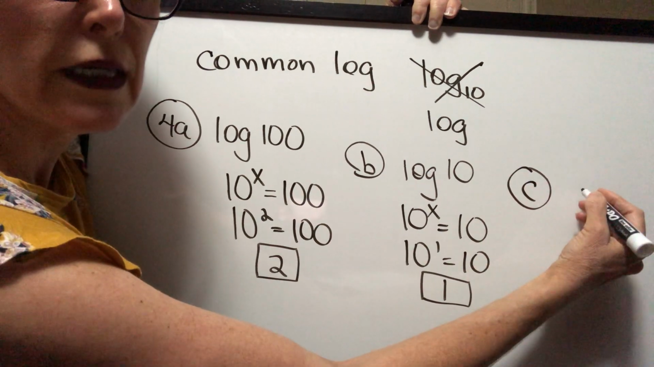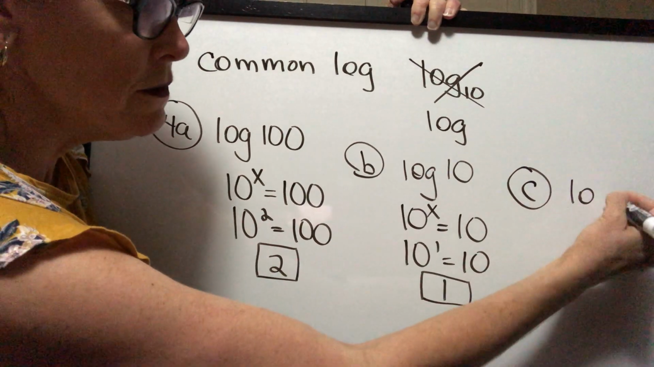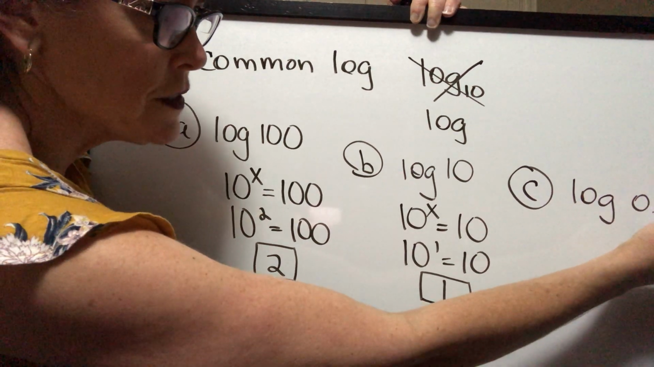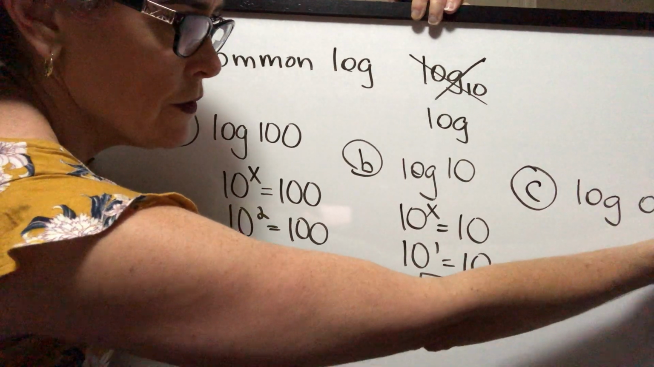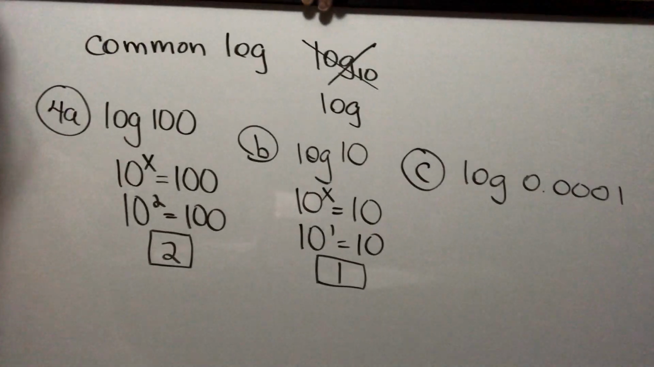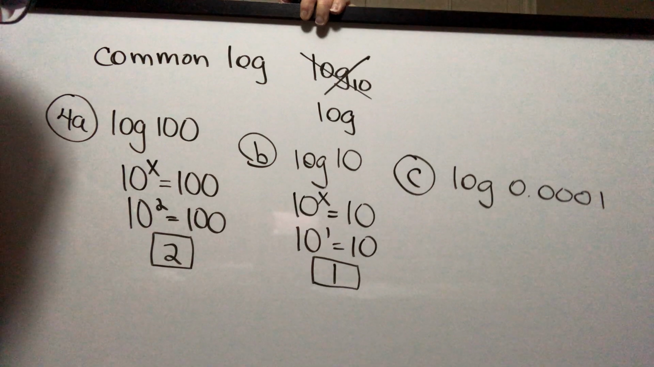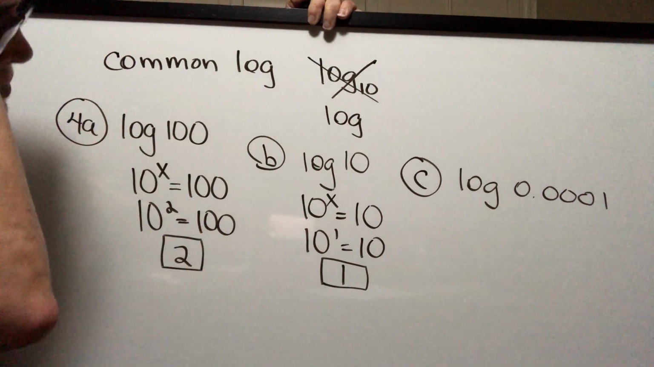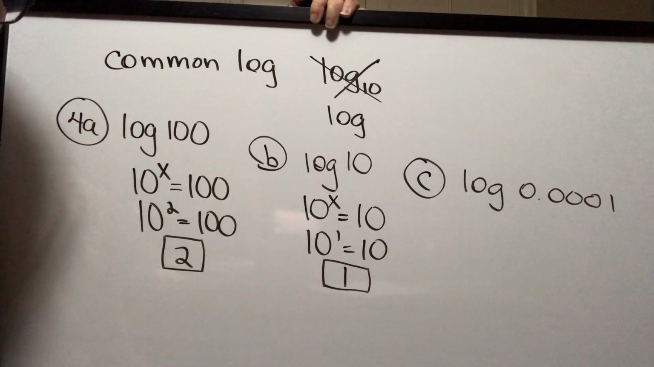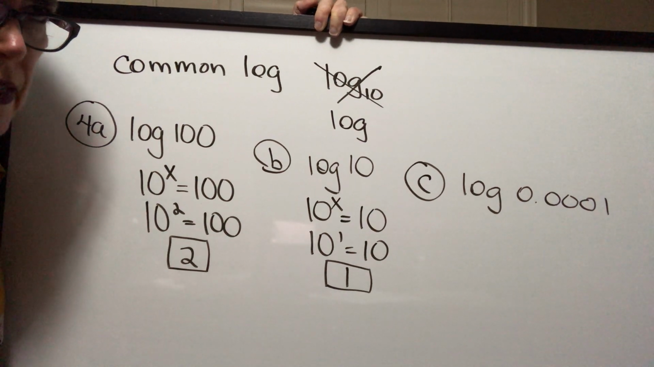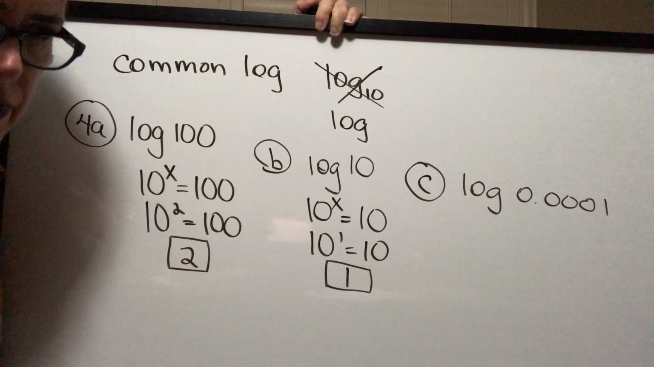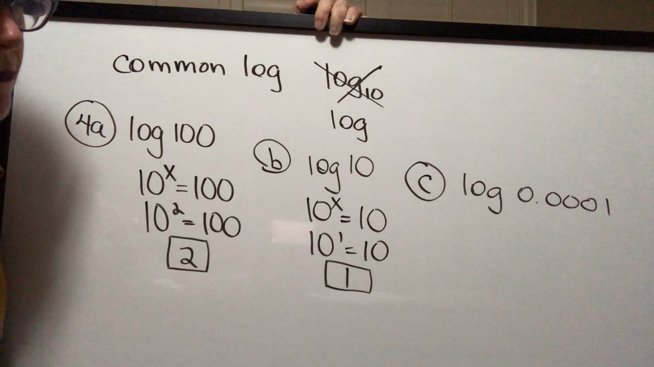Part C, if you notice, is a decimal. It's 0.0001. So for this one, it would help you to think about scientific notation. We've done it a little bit in this class, and I'm sure you've seen it in science where you write a decimal and it's like times 10 to the negative whatever power. So it's the same concept here.